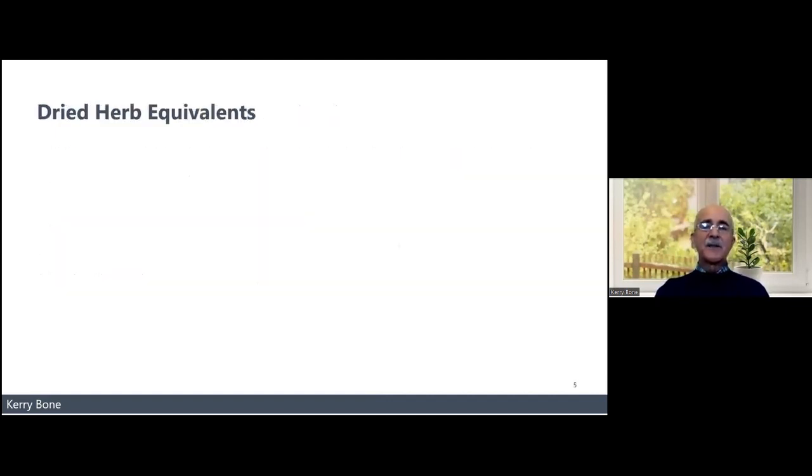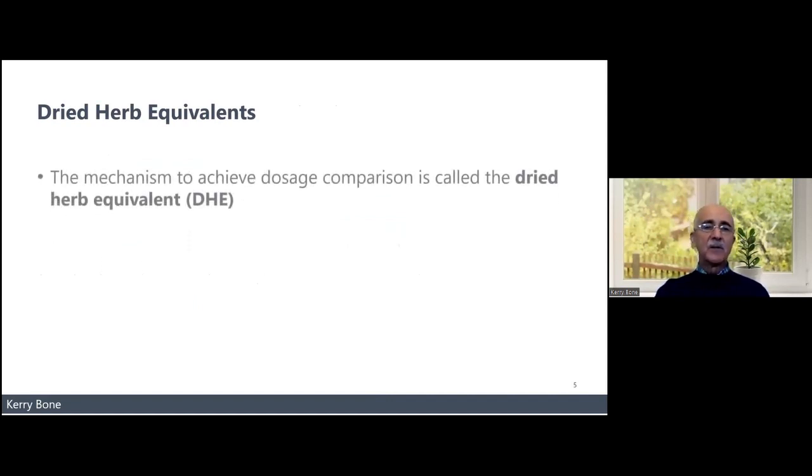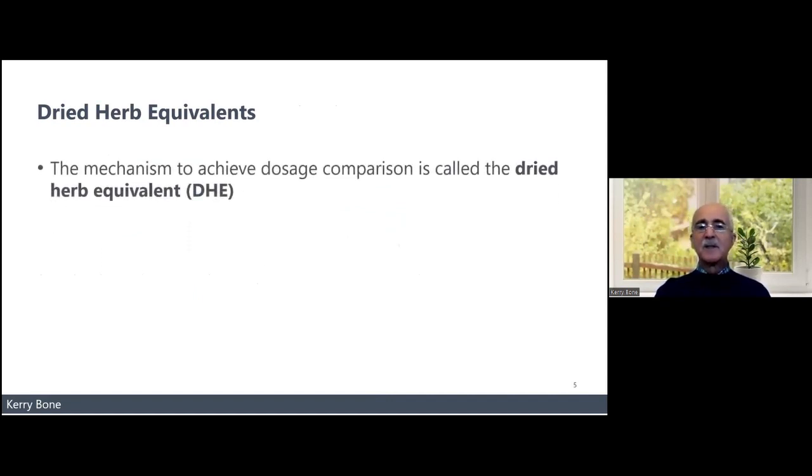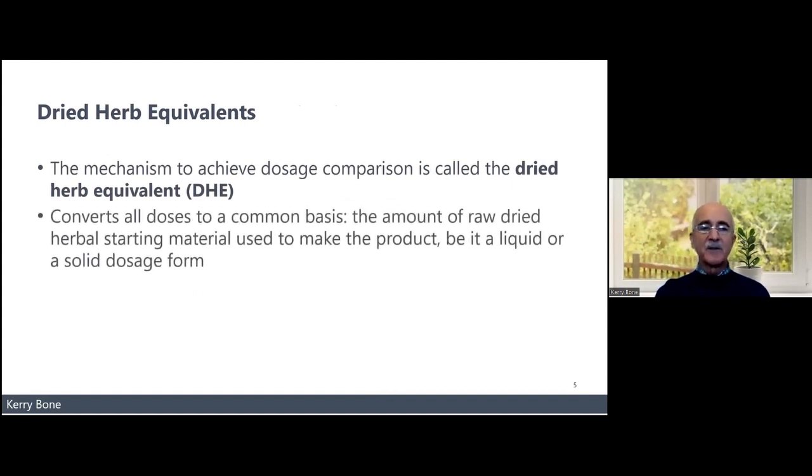So understanding that concept, we can now talk about the all-important concept of dried herb equivalents. This is the mechanism to achieve dosage comparison across different dosage forms. And what you're doing is you're converting all doses to a common basis. And that common basis is the amount of raw, dried herbal starting material used to make the product. Now, even if fresh herb was used to make the product, no problem, because you can convert that fresh herb to dried herb. And it doesn't matter what the product is.